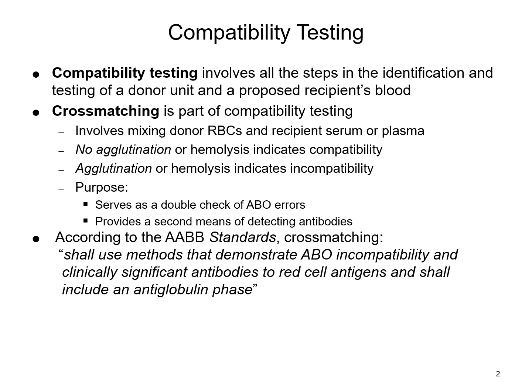Now, cross-matching is part of the actual compatibility testing. So this involves mixing the actual donor red blood cells with the recipient serum or plasma and checking to see if you have any indication of compatibility or incompatibility. So no agglutination or hemolysis would indicate that there is compatibility, where agglutination and hemolysis would indicate that there is an incompatibility.